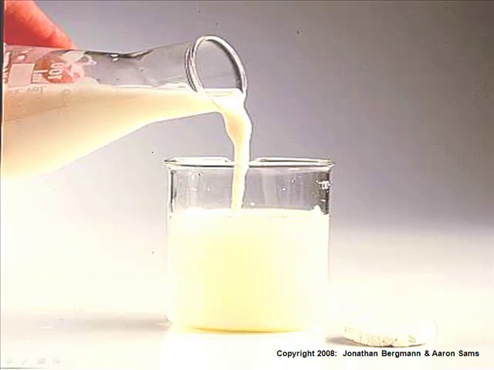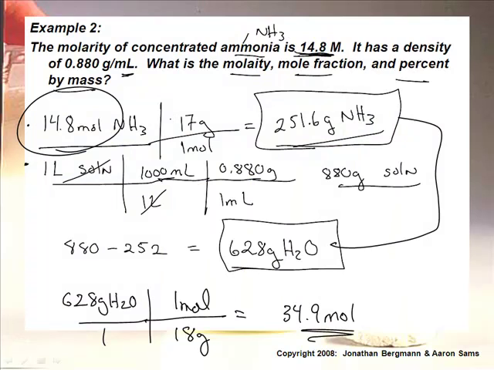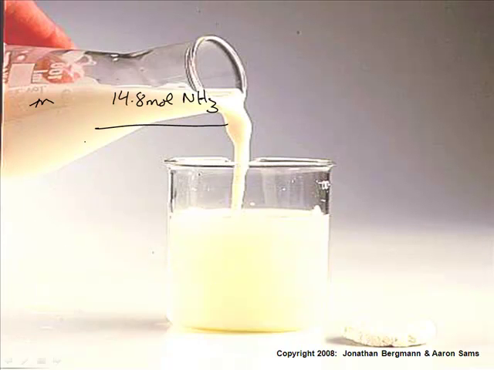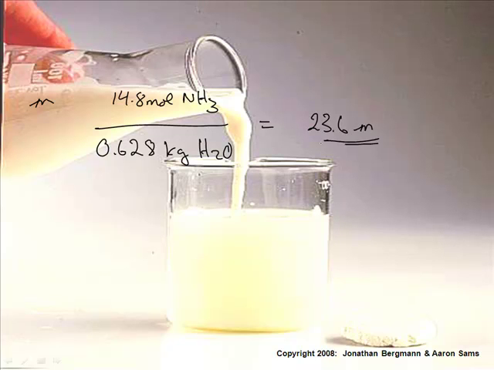Now we still need to do the molality. The molality is pretty easy, actually. It'll just be the moles, which was 14.8 moles of the ammonia, divided by the kilograms of the solvent. Now we had 628 grams of water, so that's really easy. That's 0.628 kilograms of water, and that gives 23.6. Wow. It's concentrated ammonia. This is dangerous, nasty chemicals, actually.